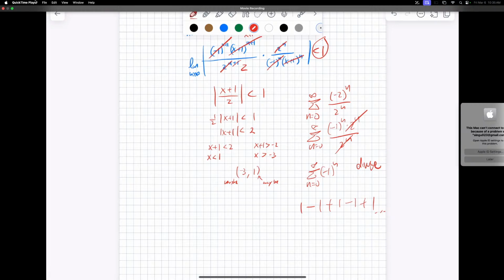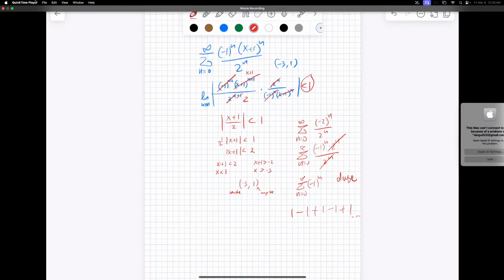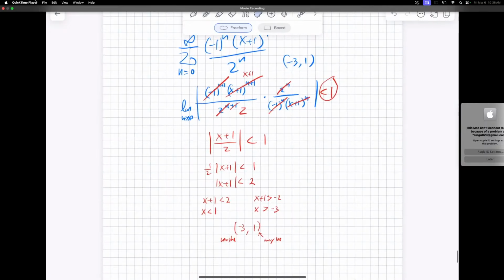Can we put 1, 2? Of course. When you do negative 2 to the n over 2 to the n, where did the original (-1)^n go? Oh, did I forget the (-1)^n? Hold on a second. It's still going to be diverged, but let me go back. Did I forget the -1? Okay, (-1)^n. Oh, I'm sorry, I did the wrong one.